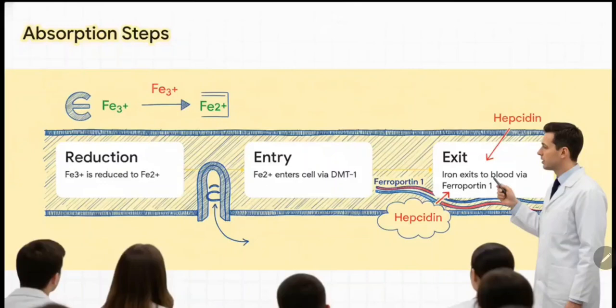First, we have the reduction of Fe3+ to Fe2+. Then, that Fe2+ enters the cell via DMT1. That stands for divalent metal transporter 1. Finally, to actually get out of the enterocyte and into your circulation, the iron exits via ferroportin 1. Now, there is also a regulator here called hepcidin that can block this exit, which is super important in the anemia of chronic disease. But for normal physiology, this simple three-step pathway is exactly what you need to memorize.